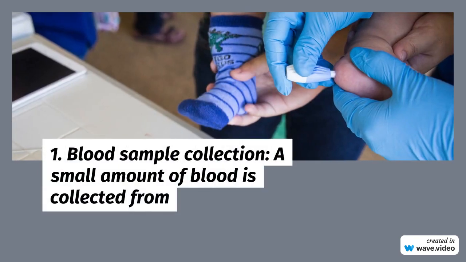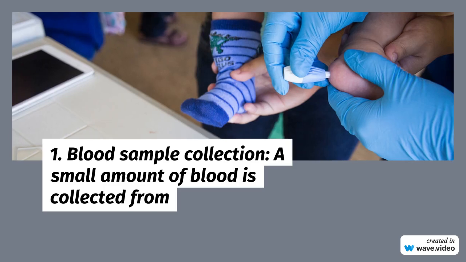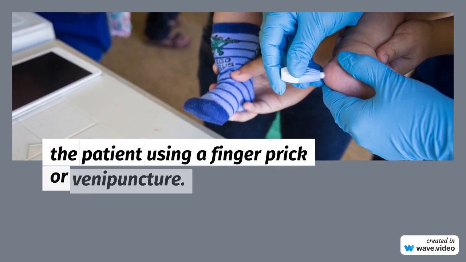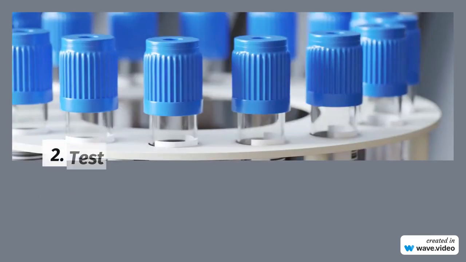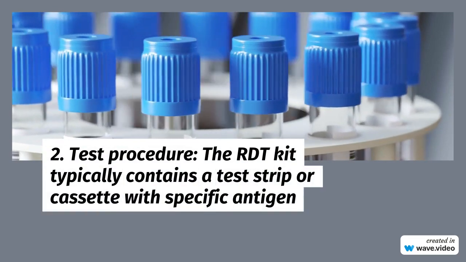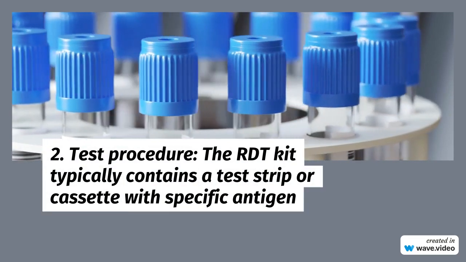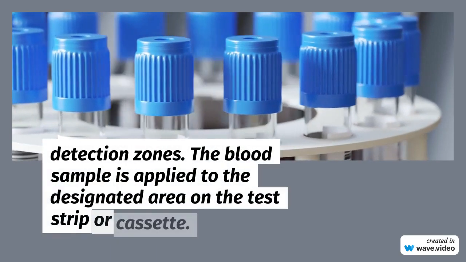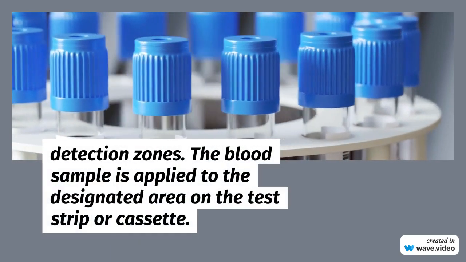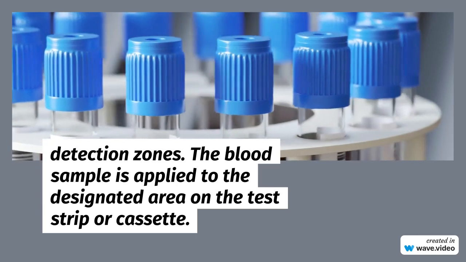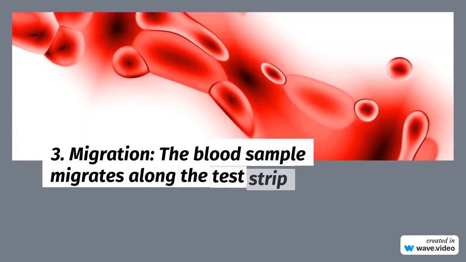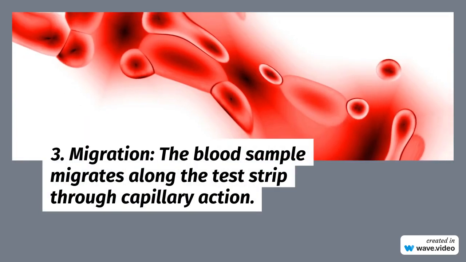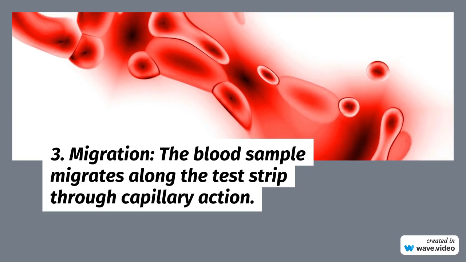1. Blood sample collection. A small amount of blood is collected from the patient using a finger prick or venipuncture. 2. Test procedure. The RDT kit typically contains a test strip or cassette with specific antigen detection zones. The blood sample is applied to the designated area on the test strip or cassette. 3. Migration. The blood sample migrates along the test strip through capillary action.